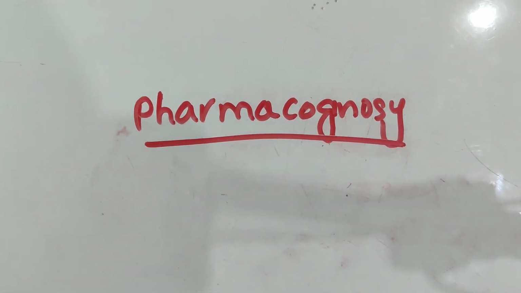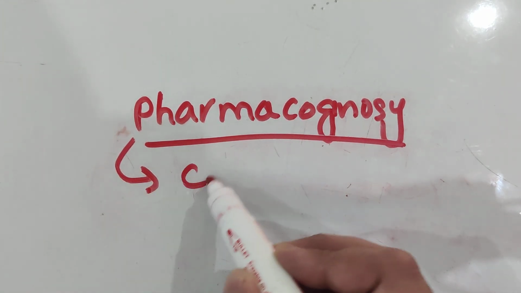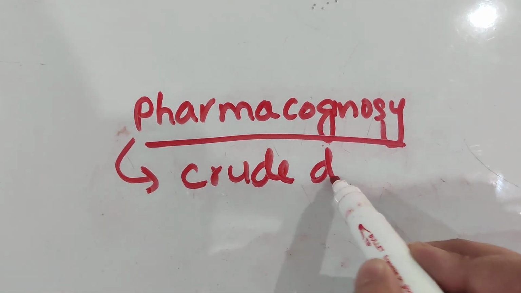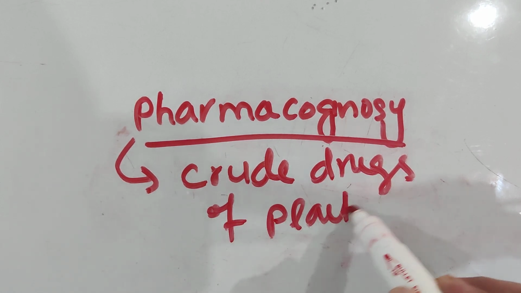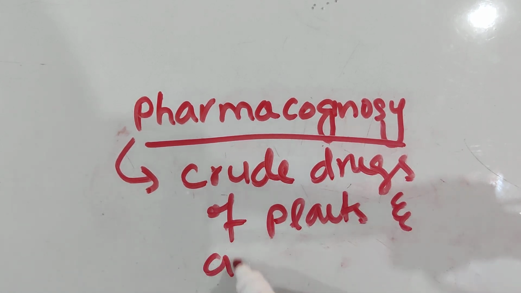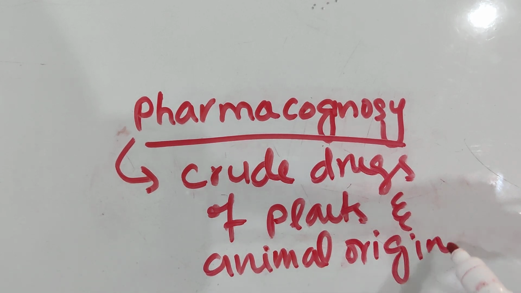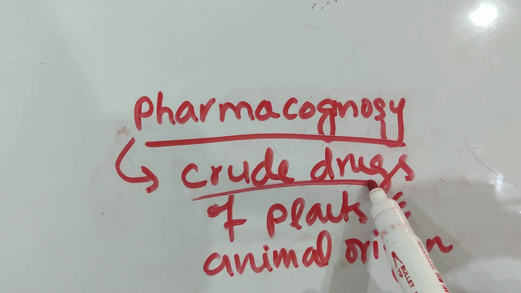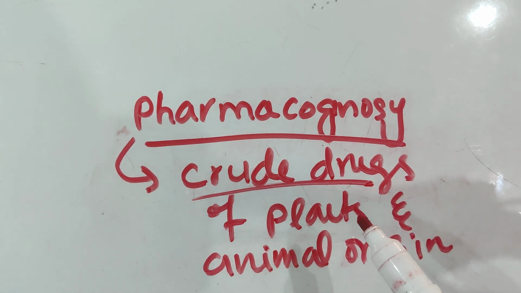Pharmacognosy is the study of crude drugs of plants and animal origin. Crude drugs of plants and animal origin are studied in pharmacognosy. Crude drugs are naturally occurring substances obtained from plants and animal origin in unrefined form.